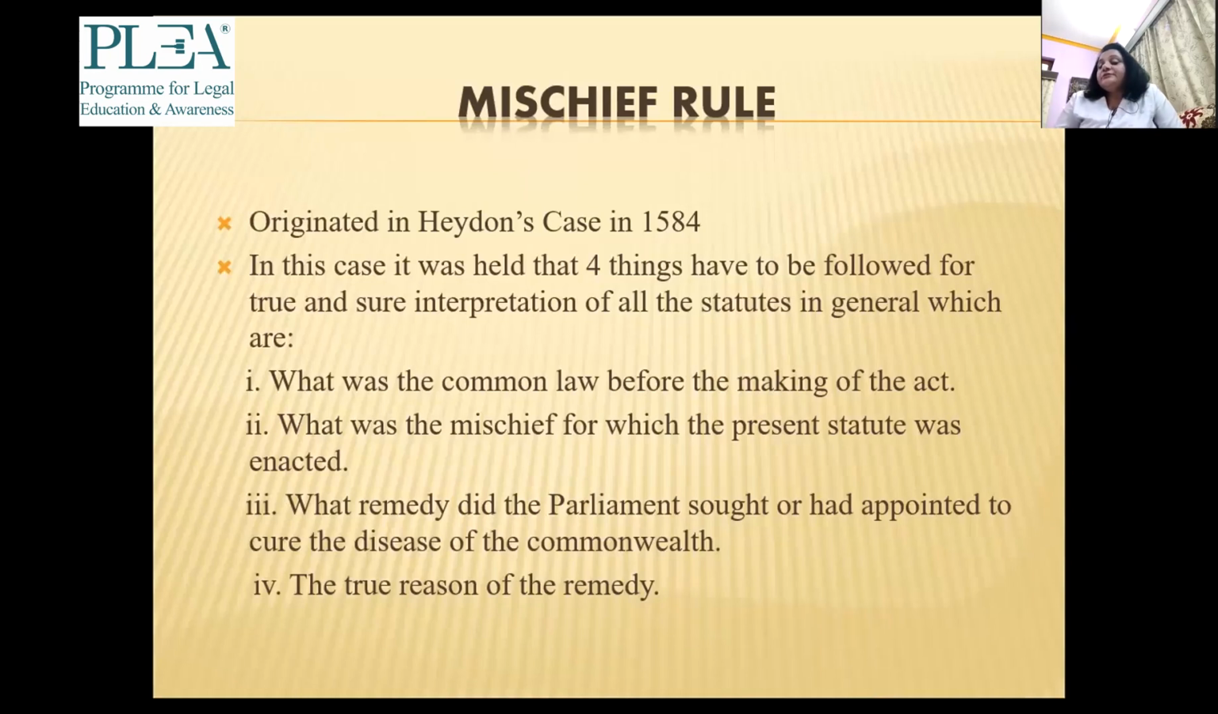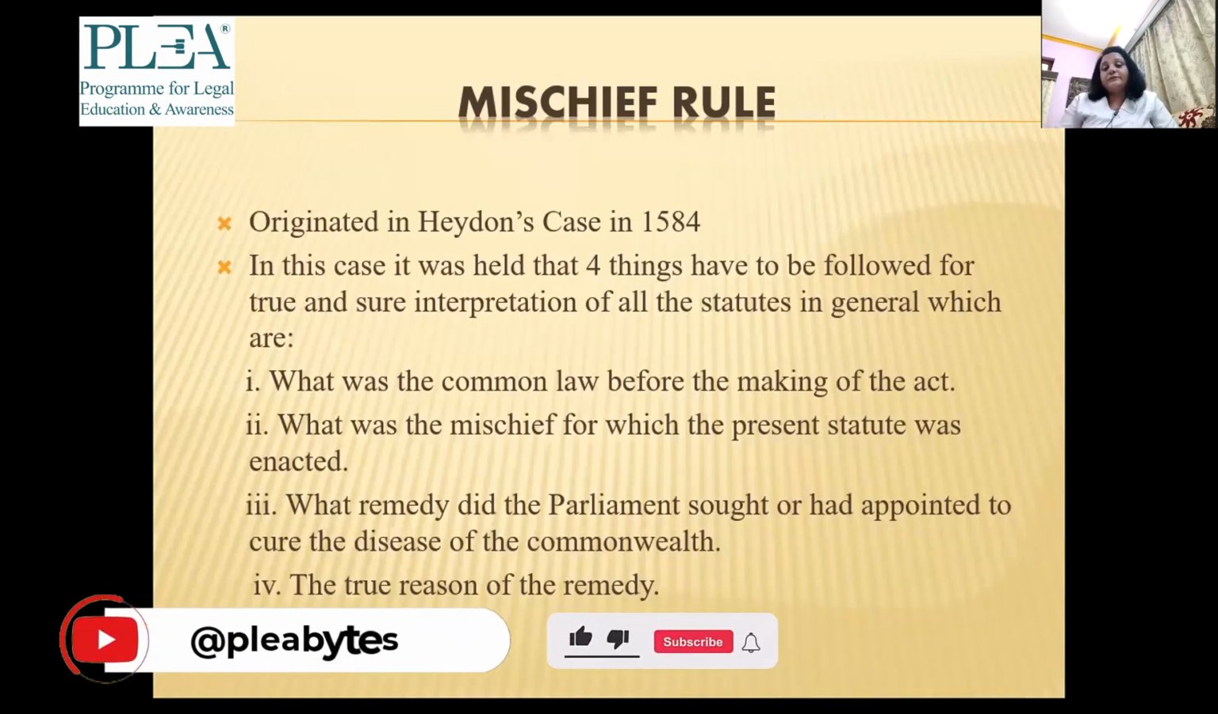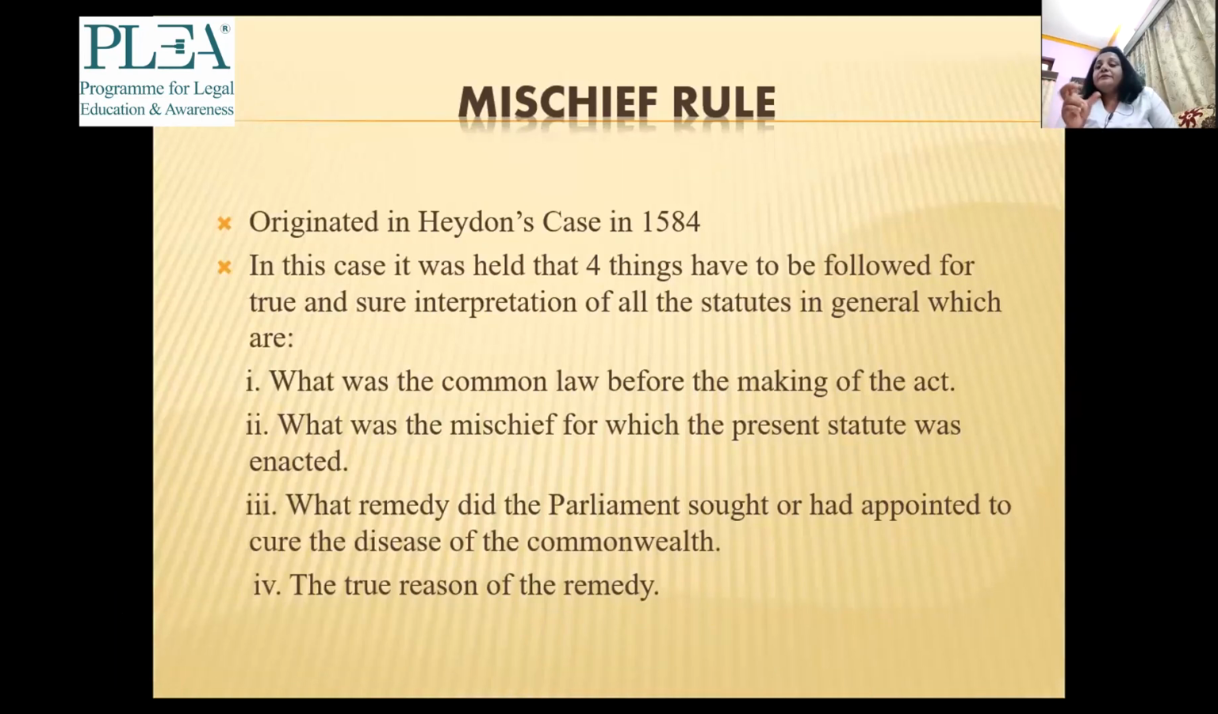And those are: first, what was the common law before the making of the act? What was the mischief for which the present statute was enacted? Secondly, what remedy did the parliament resolve and appoint to cure the disease of the commonwealth? And fourth is the true reason of the remedy. So what was laid down in Heydon's case? Mischief means whenever there is any lacking or loophole in the legal system.